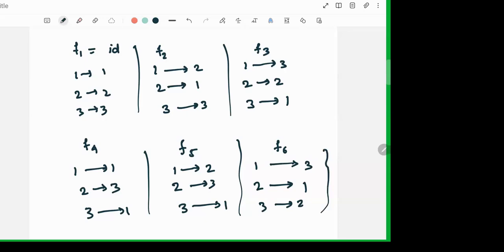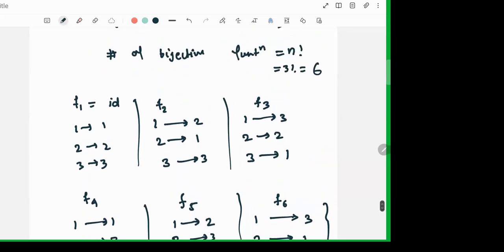Can you write their closed forms now? How do you write the first one? We start with 1. 1 goes to 1 only, so this bracket is closed. Then 2 goes to 2, this bracket is closed. Then 3 goes to 3, this bracket is closed.